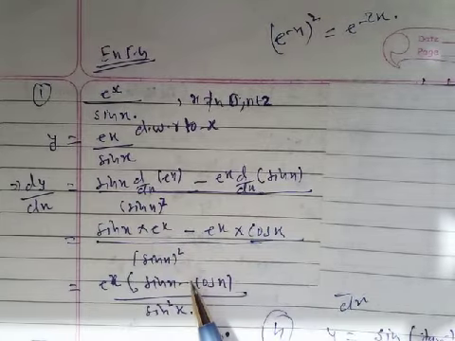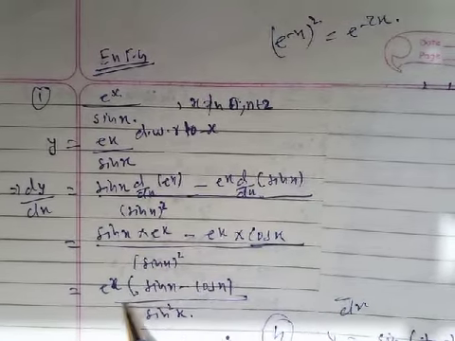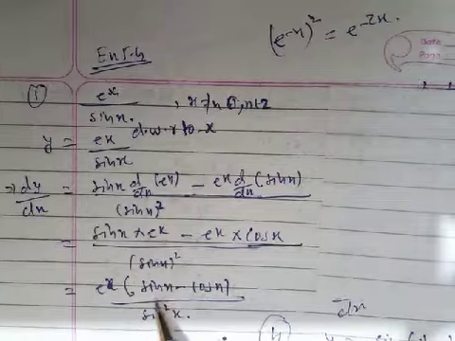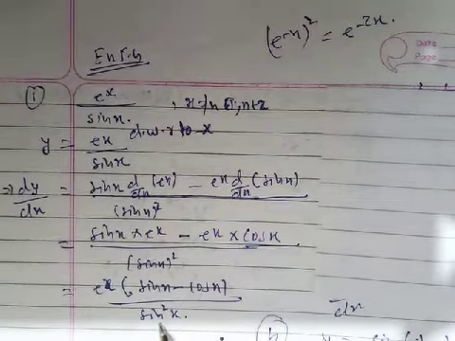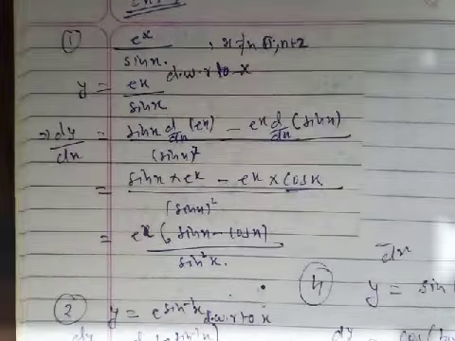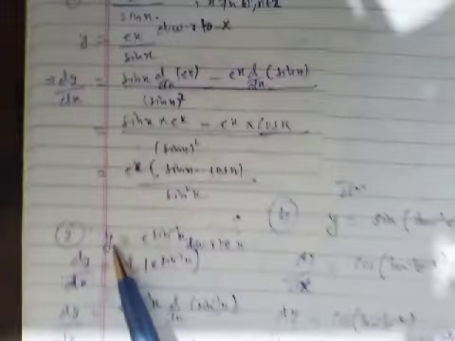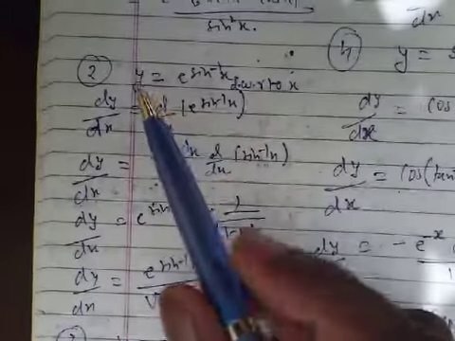So what you can do, take e raised to x common and keep it like this only. So it is e raised to x times sin x minus cos x upon sin square x. Now the next function starts from here.